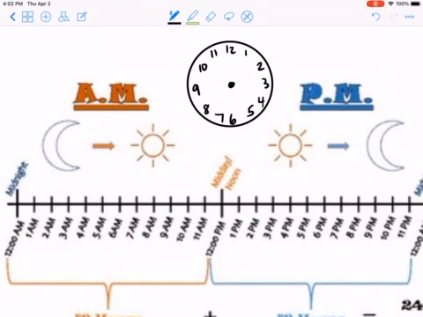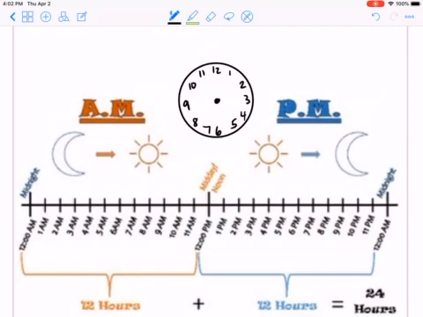So I have a little timeline here. It's kind of like our number lines that we've used in the past, and it's broken down into the 24 hours that are in a day. And 24 hours is how long it takes the earth to spin around in a circle. It goes around in a circle. That's how we have night and morning and night, 24 hours.